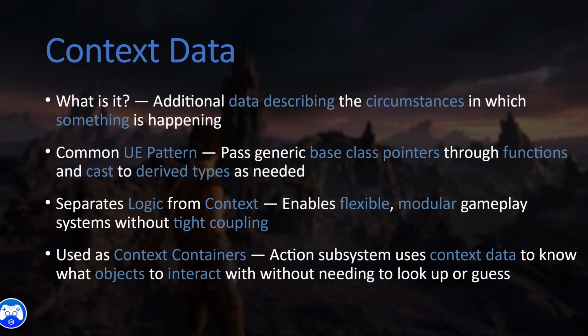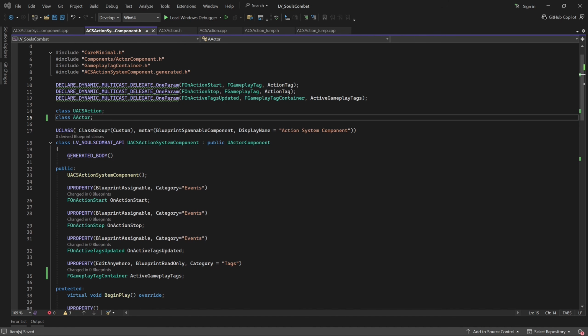Passing context data containing generic base class pointers through a function and casting to what you need in derived classes separates logic from context, allowing for flexible and modular gameplay systems. In this action system, we are going to use context data as context containers. This data will let our action subsystem operate without having to look up or guess what objects it should interact with. So let's go ahead and make the struct.